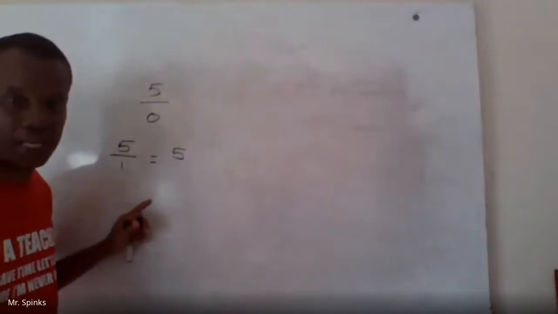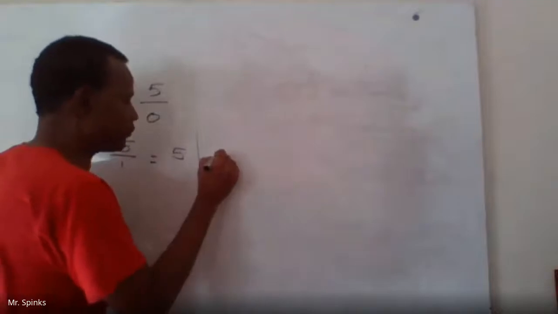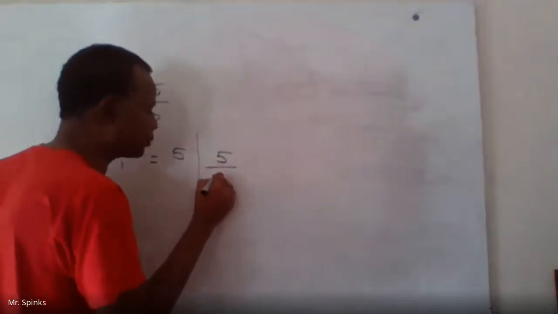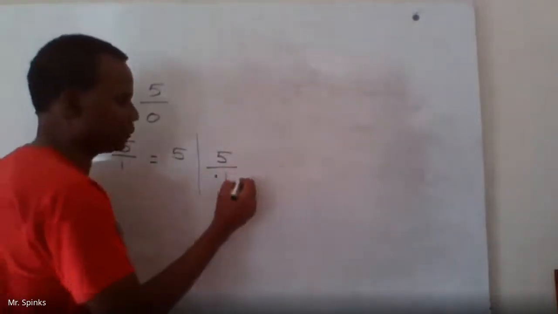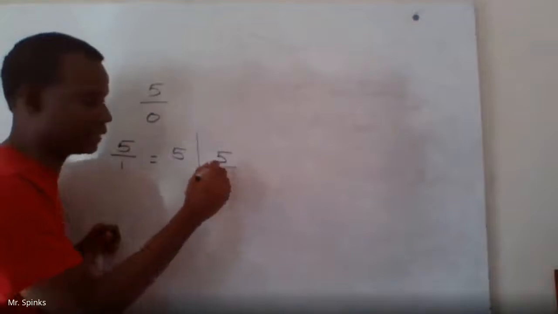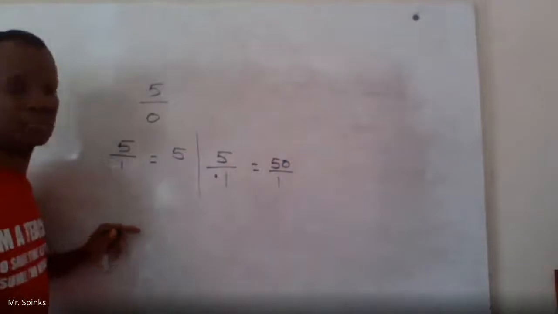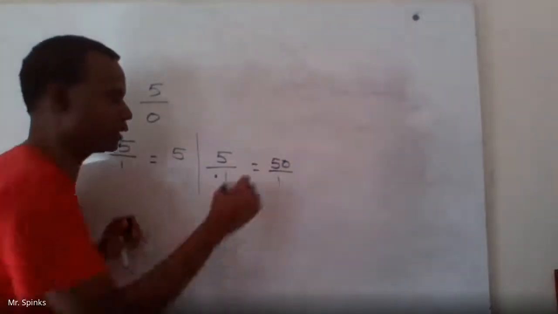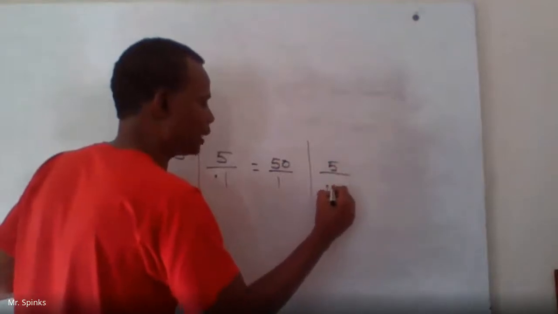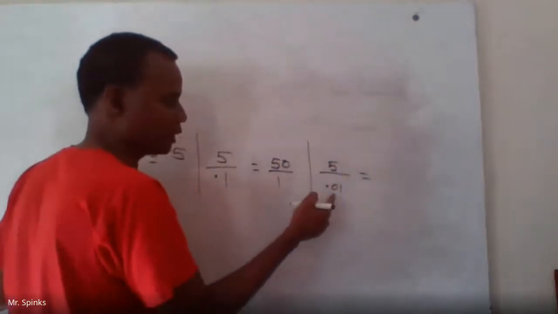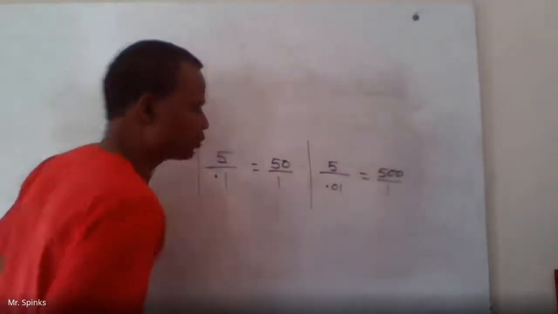All of us are supposed to know that, right? What is 5 divided by 0.1? How do we do that? We say, okay, we multiply both numerator and denominator by 10. So we get 50 here, and we get 1 here. So 5 divided by 0.1 is 50. What about 5 divided by 0.01? This is equal to, again, multiply by 100, so we get 500 over 1, so the answer is 500.